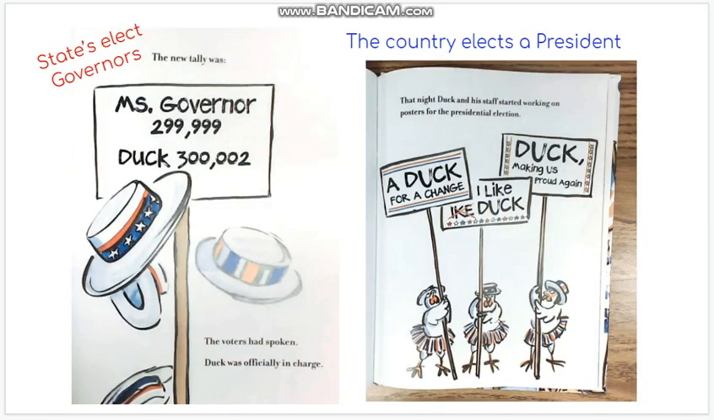So in our book, there's two things that I wanted you to think about. He is talking about different parts of government. So the left one reminds you that the state person that's in charge is the governor, and the one on the right, our country elects a president.